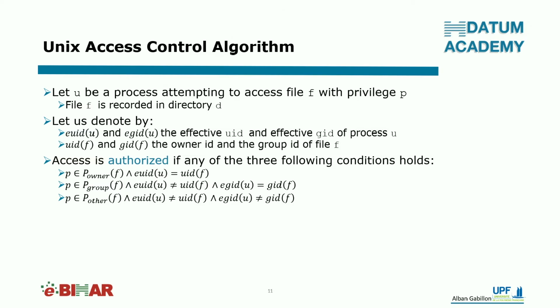And the last condition says that if the owner of file F is not the user on whose behalf the process runs, and if the group of file F is not the effective group of the process, and if privilege P is included in the other privileges of file F, then access is granted.